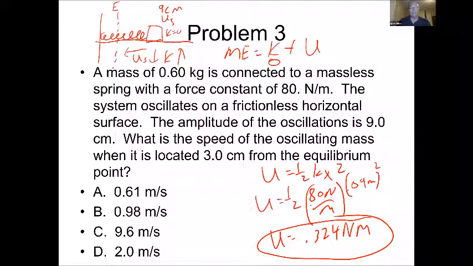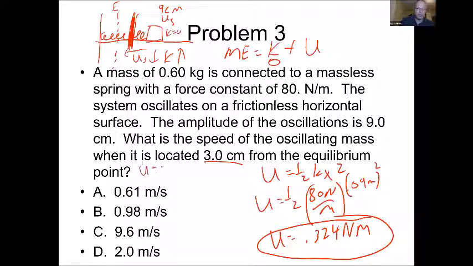Now, we know that when the box gets back to equilibrium, all of that energy will be kinetic. But in this problem, we're not getting all the way back to equilibrium. We're getting to 3 centimeters away from equilibrium, so somewhere in here. At that point, some of the energy is potential, some of it is kinetic. So since we know that displacement of 3 centimeters, let's calculate how much elastic potential there is at that point.